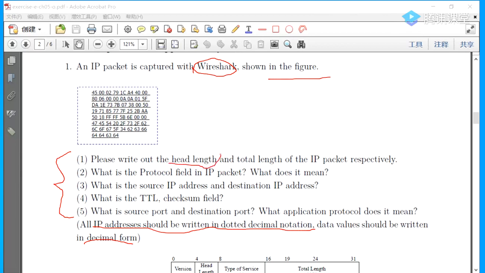Then the header length and the total length. What is the header length? What is the total length? The header length.